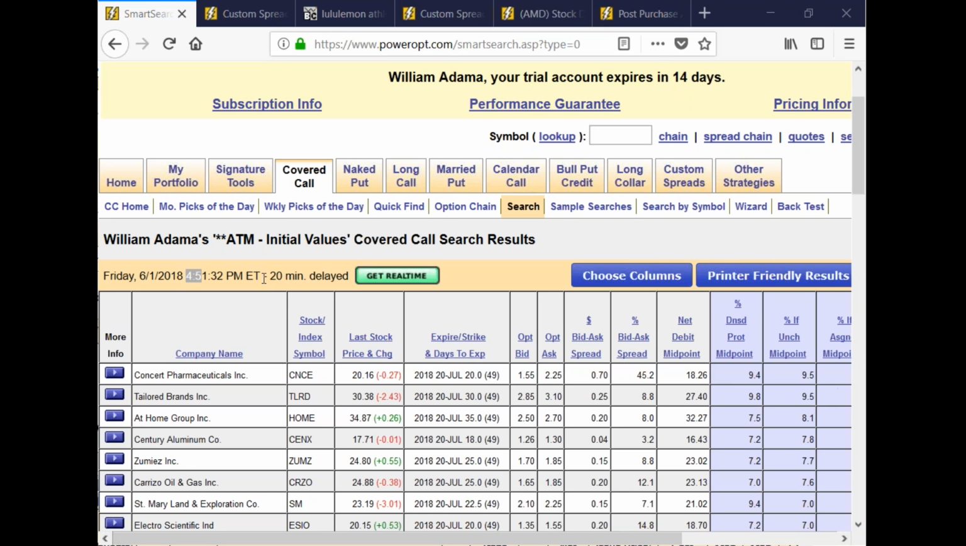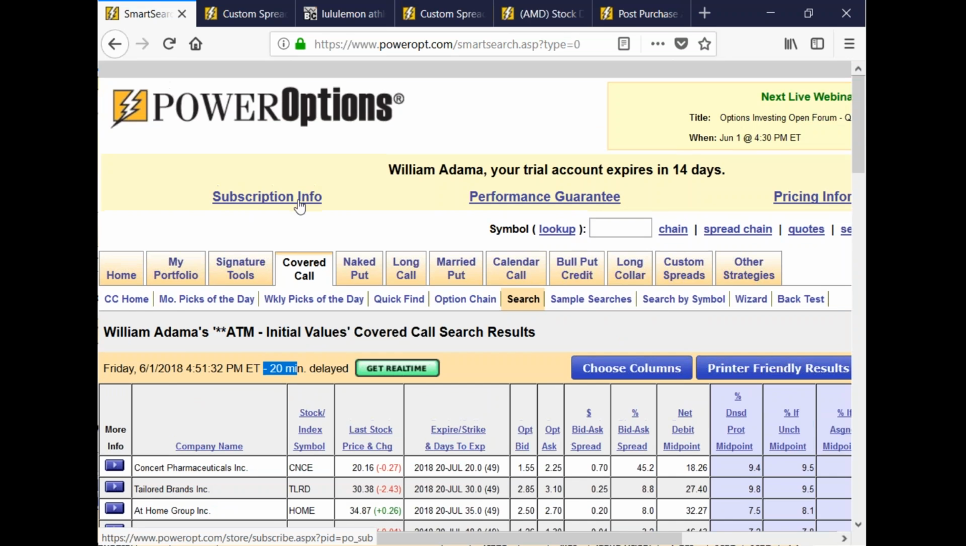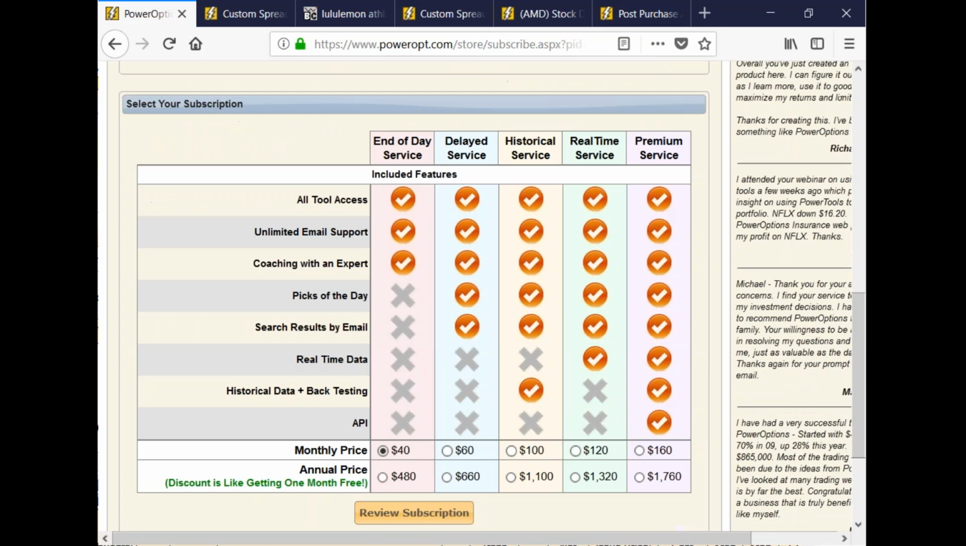So of course there are different levels of service. Let's just do that real quick. The end of day data is $40 per month. Again, it'll update at around 4:40 to 4:50. 20-minute delayed is $60 per month. It still gives you access to all the tools, but with 20-minute delayed. The historical service gives you access to the back testing with 20-minute delayed. And of course, we do offer the real time at $120 a month.